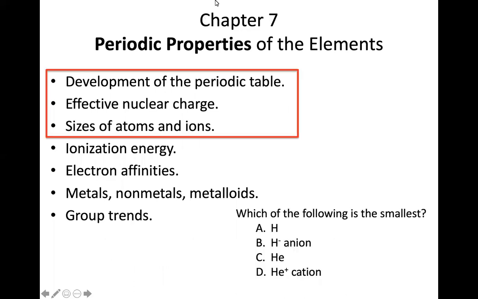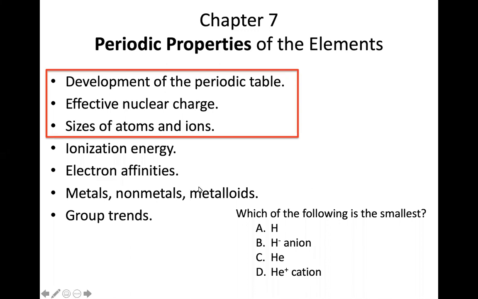Within here, we're going to start by looking a little bit at the development of the periodic table. And then what I think is one of the most important ideas of the entire semester: effective nuclear charge. Effective nuclear charge is really important for all of the subsequent parts of this chapter. I'm going to connect it to the size of various atoms and ions. We're going to use effective nuclear charge to understand pretty much all of the properties that come later on. That was a topic within the pre-class video that I'm going to revisit, and then we'll build on that a little bit.